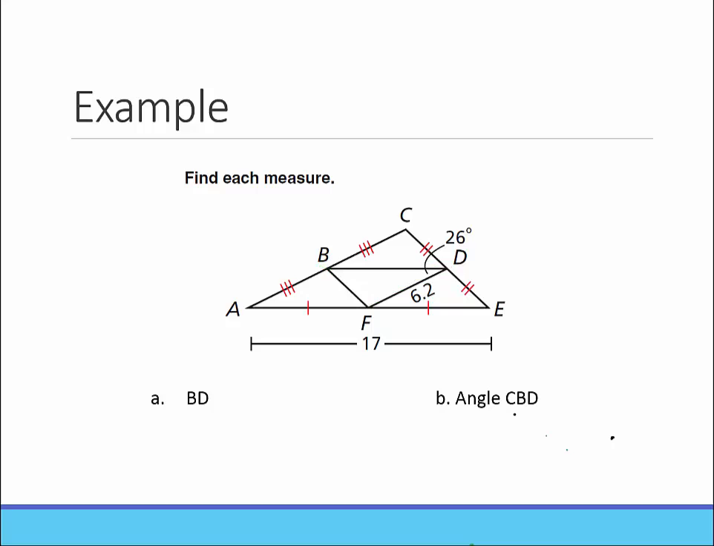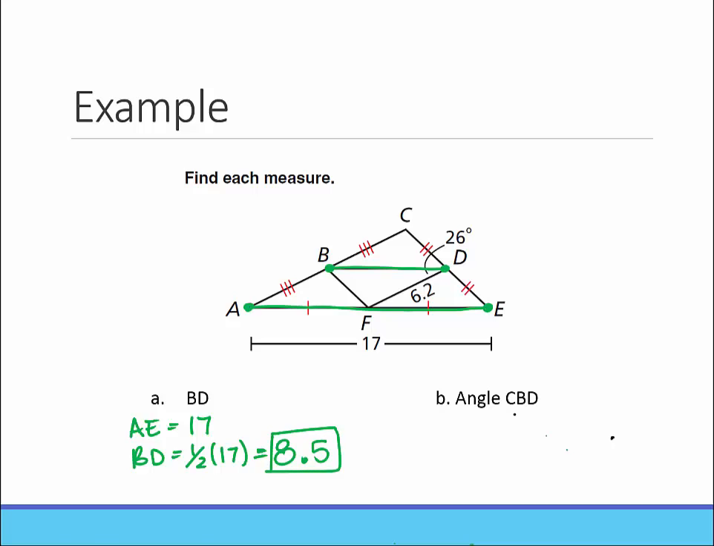So the first thing it asks us to find is how long is BD. Now what you want to do is find the segment that's parallel to it, so that's this, AE, and you know their relationship is half. So if AE equals 17, BD equals 1/2 of 17. And half of 17 is going to give us 8.5. That one was pretty easy.